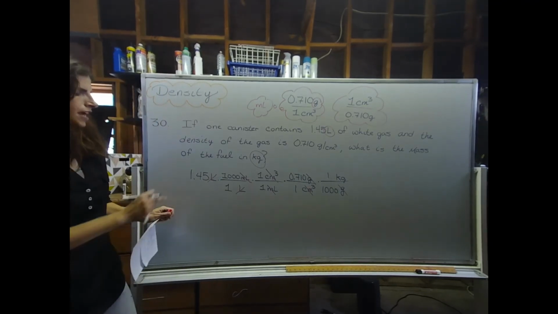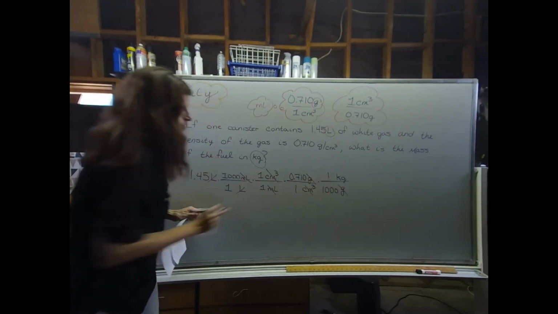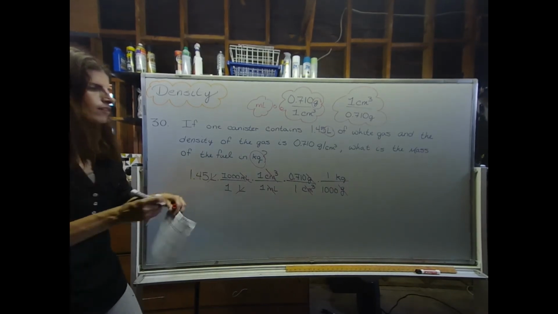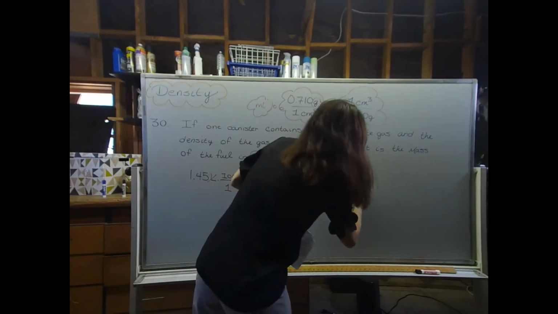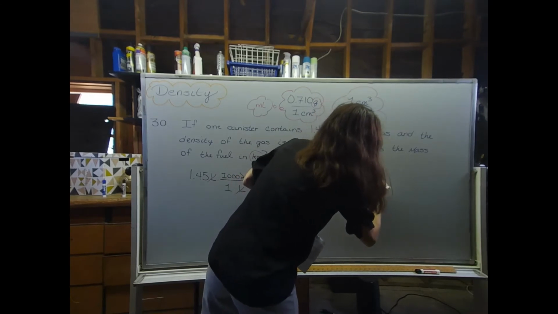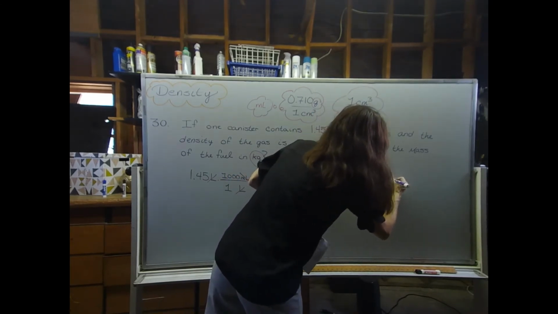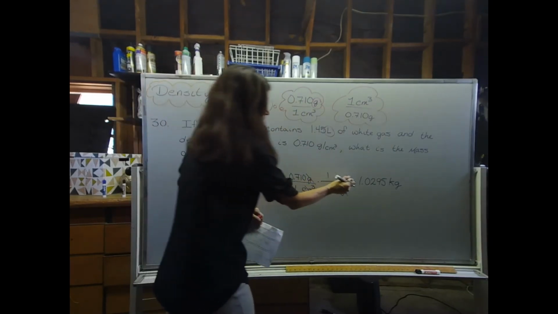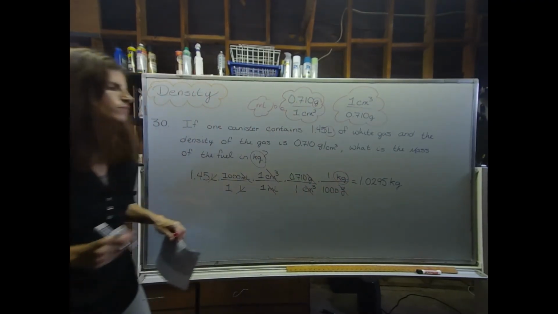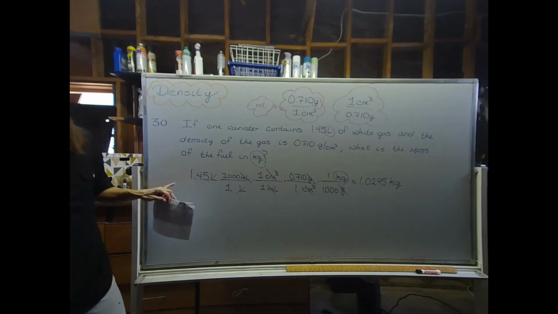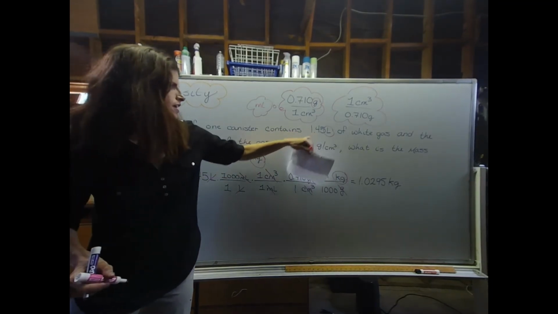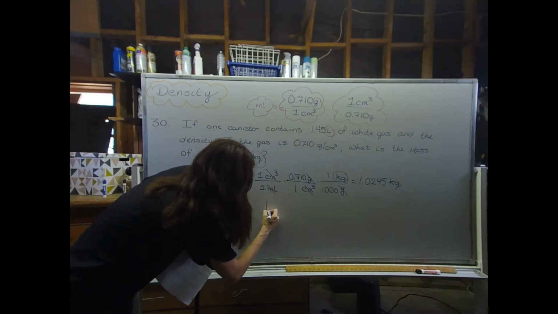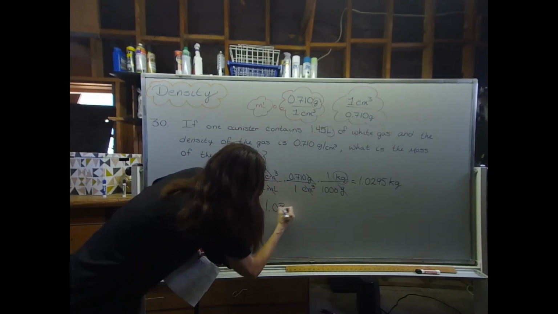So at the end of the day, when I multiplied across the top and then divided by 1,000, I got a value of 1.0295 kilograms. And I knew it was kilograms because everything else canceled out. We have 3 sig figs, 3 sig figs. So I'm going to go with 3 sig figs. So final answer will be 1.03 kilograms.